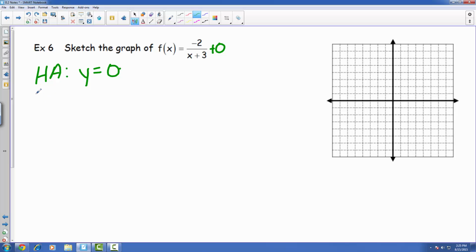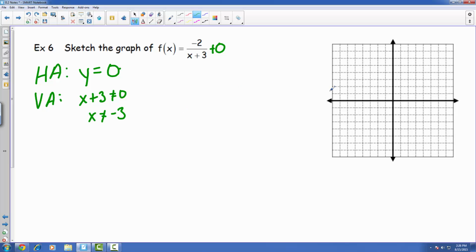When we move on to our vertical asymptote, our VA, still following that same procedure, we set the bottom not equal to 0. So we have x plus 3 is not equal to 0. Now solving for that value, we end up with just x is not equal to -3.